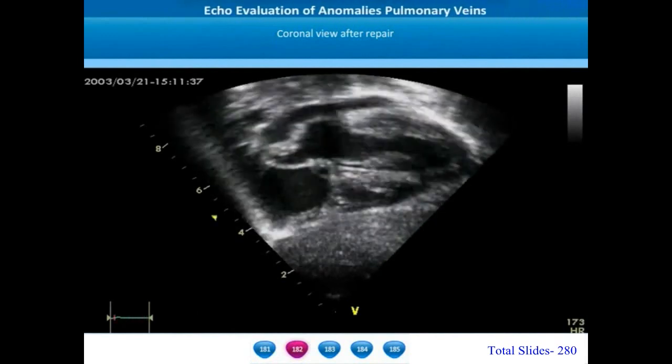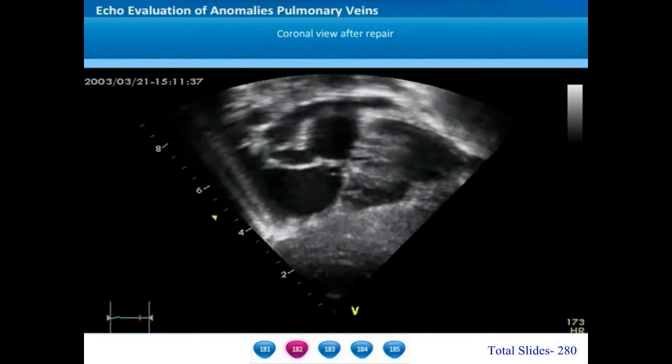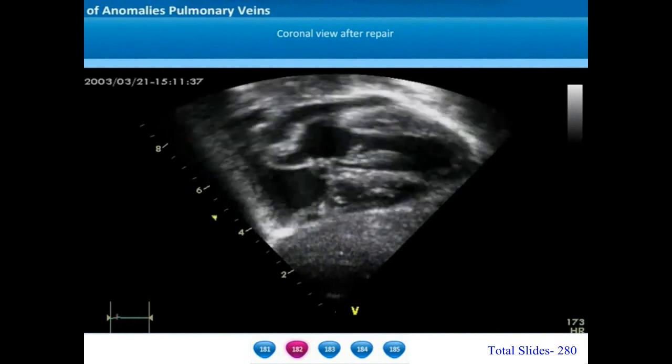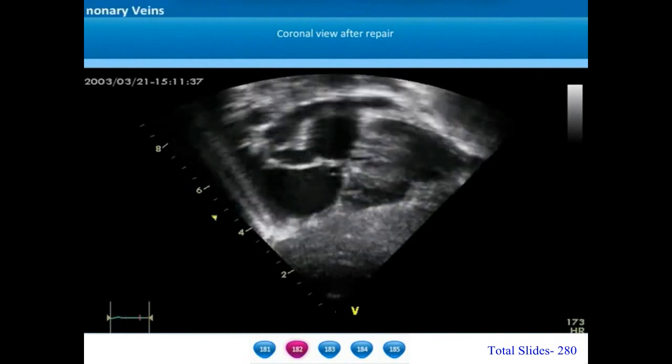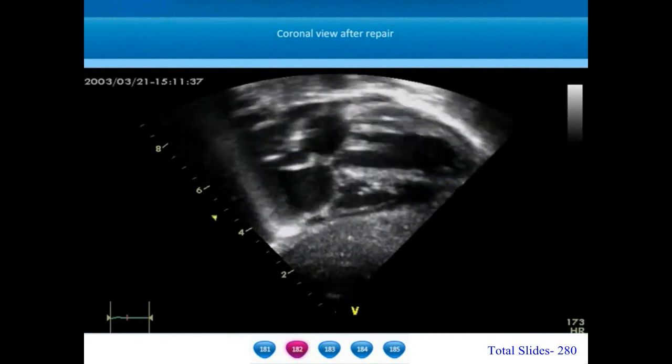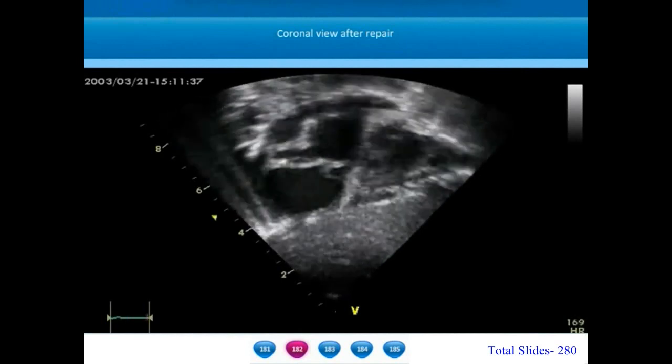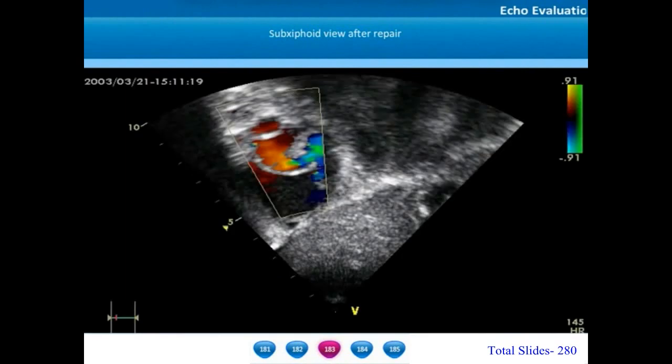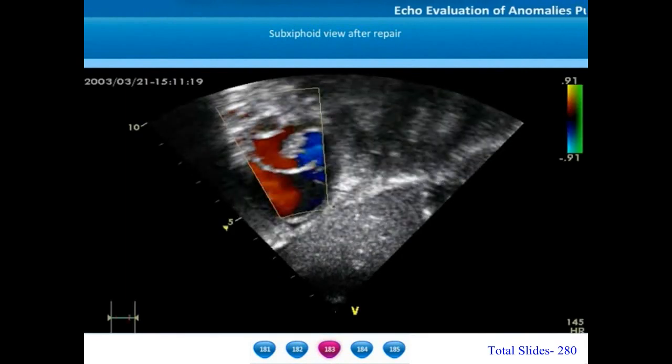A subxiphoid coronal view seen after the surgical repair. We can see the thin bowing pericardial patch, and all the pulmonary veins are baffled through this pericardial patch back into the left atrium. A color Doppler confirms the unobstructed flow from the pulmonary venous confluence towards the left atrium.